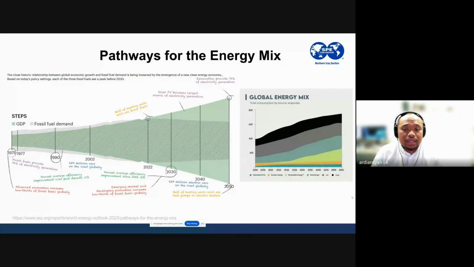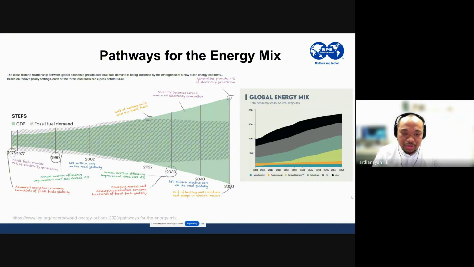If you look into the pathways, or the future of the energy mix, we are all aware that with the recent technological advancements, and with the big push towards more green or renewable energies, we are expecting to see more and more contributions from these different renewable energies, such as geothermal, hydrogen, and so on. But there is something we cannot forget: oil and gas is still pretty much the backbone of the energy mix that we have.